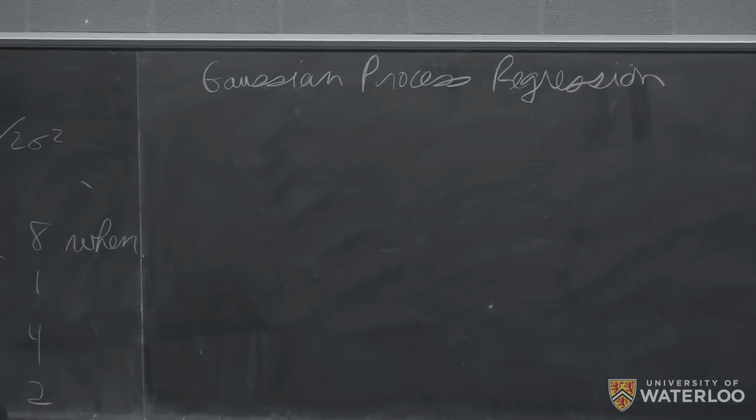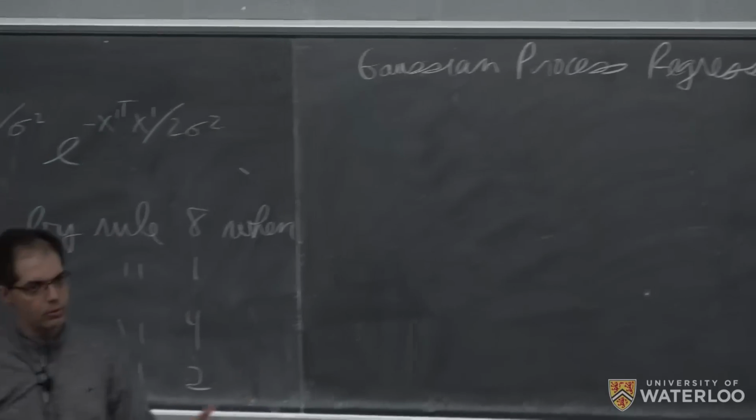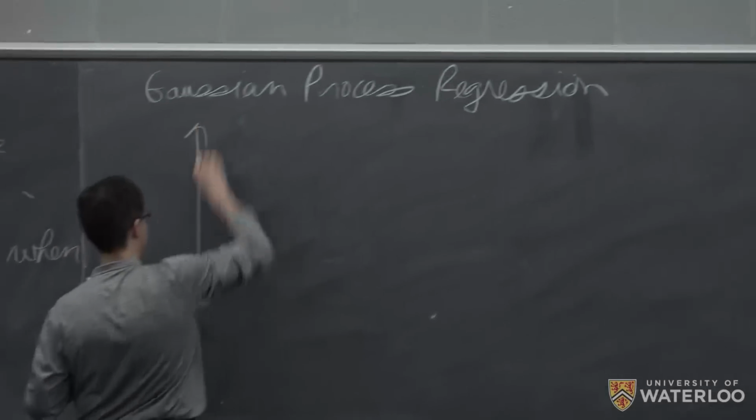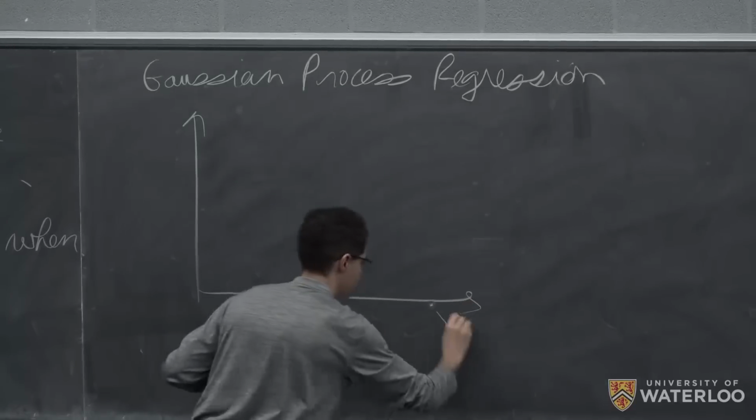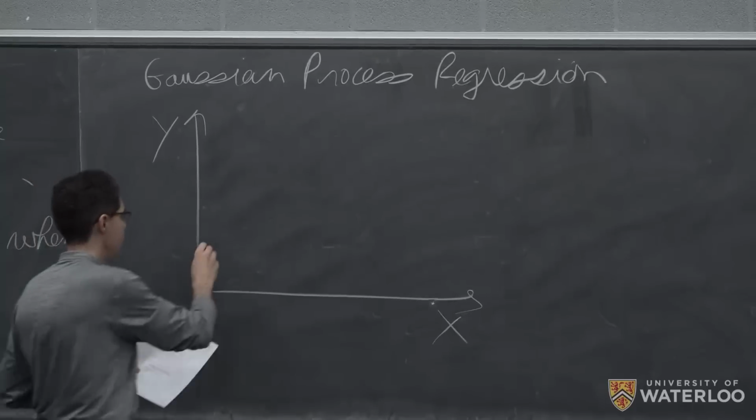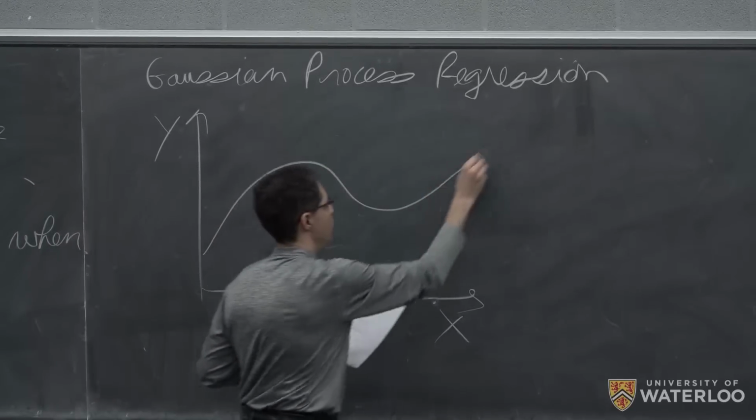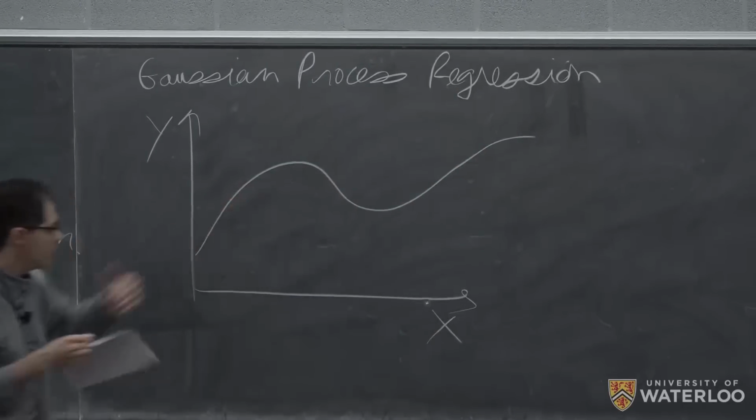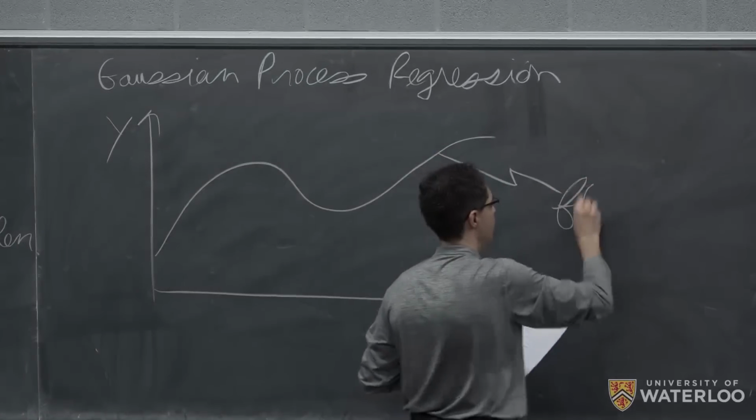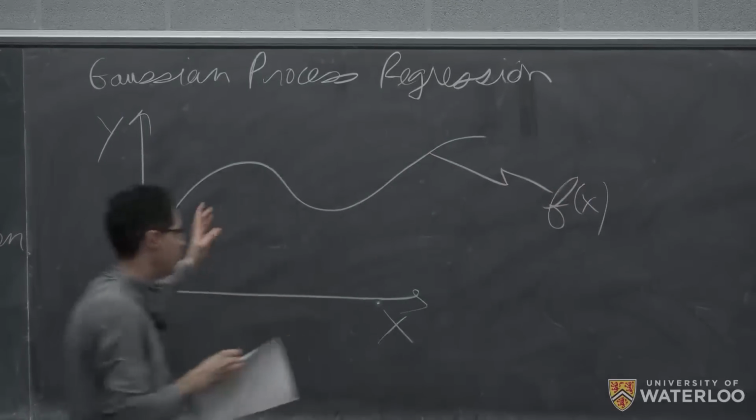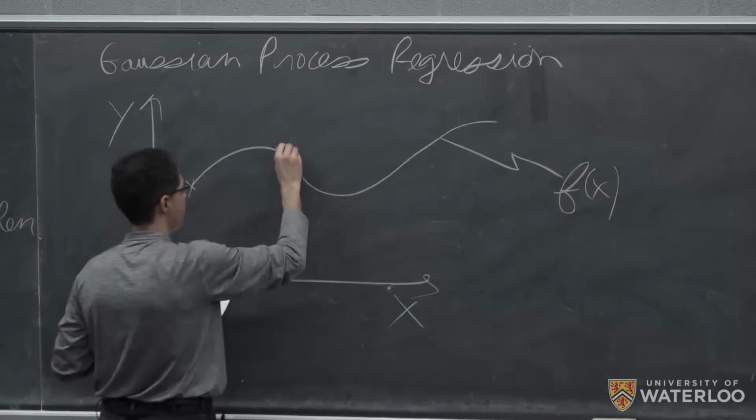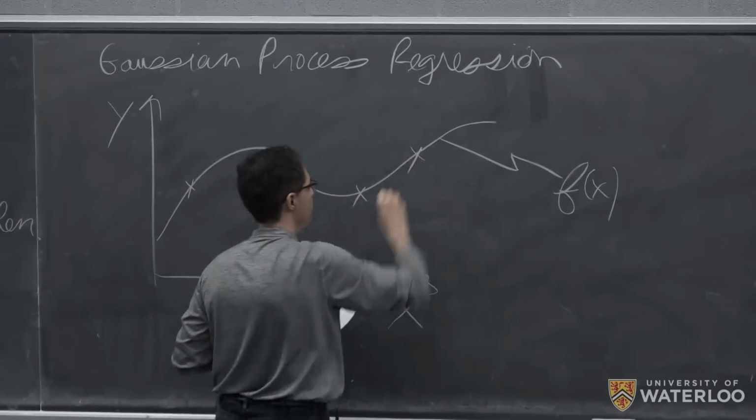Okay, so again, we're interested in doing regression, and now I've got some data. So my input is x, my output is y, and let's say that the function that I'd like to discover is this function. Okay, so this is my true underlying function, f of x. Okay, so I have some data. And let's say my data is here, here, and here.